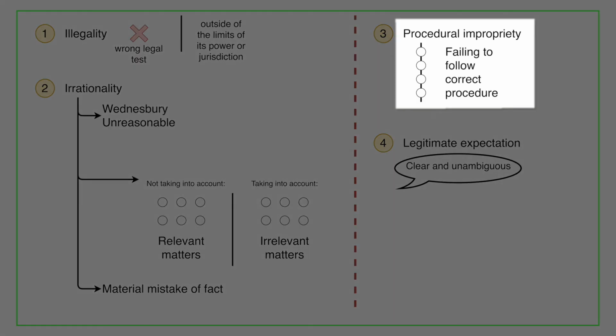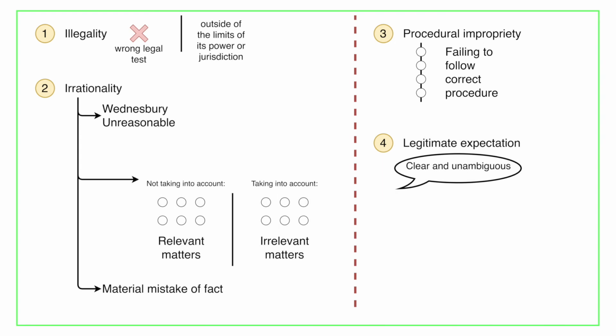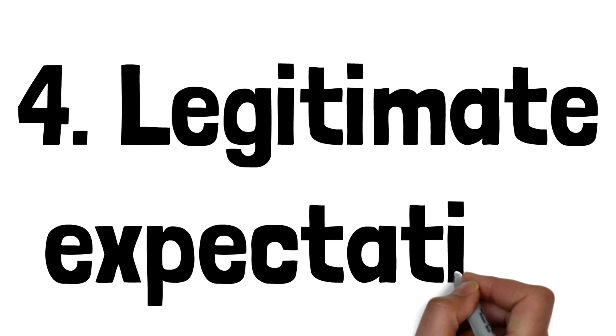Procedural impropriety. This generally arises in the context of a failure to follow a prescribed statutory procedure. Procedural impropriety could also include a failure to observe the principles of natural justice in an adjudication process, such as a decision maker demonstrating bias. For example, where a consultation process is required by law, this could also include a failure to adequately consult affected parties. Let's consider legitimate expectation.